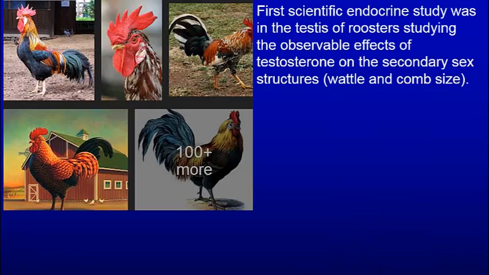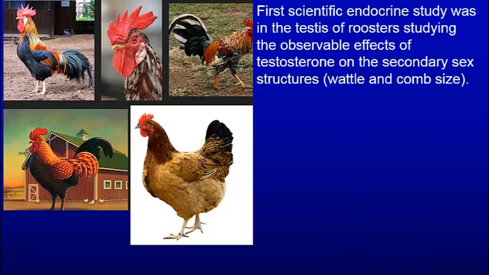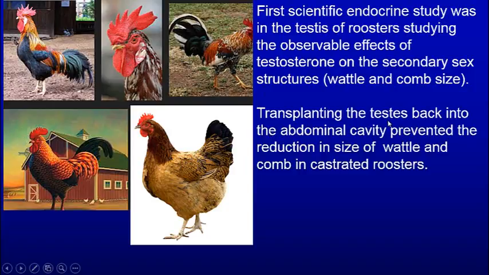Now, the first scientific endocrine study was in the testes of roosters, studying observable effects of testosterone on the secondary sex characteristic, that is, the wattle and the comb growth. If you transplanted testes back into the abdominal cavity, it prevented the reduction in the size of wattle and comb growth in castrated roosters. If you remove the testes from a rooster, his wattle and comb growth regresses and looks more like a hen.